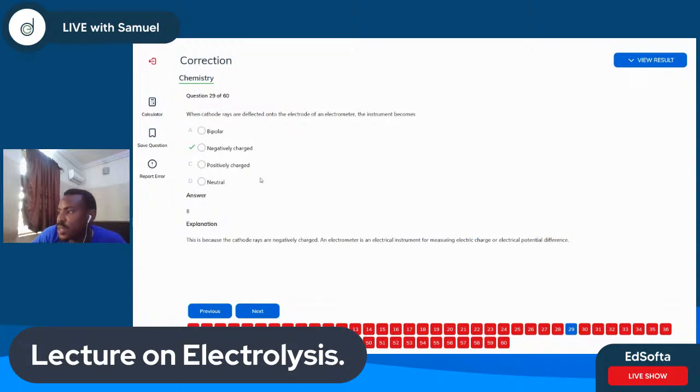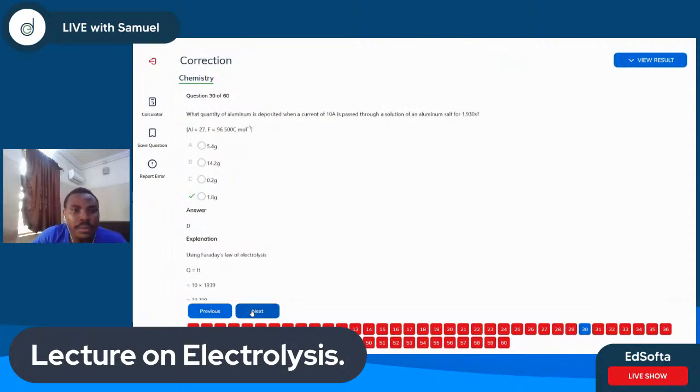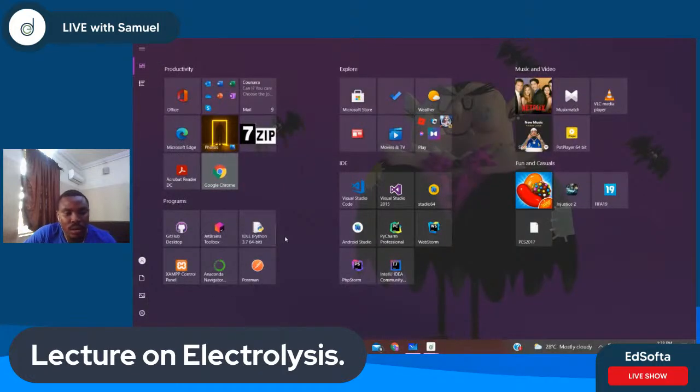Yes, because what we said is the cathode is negative. We said the cathode is the negatively charged electrode. So we should be able to solve this. Okay, let's solve this question. This will be our last question, question 30, under electrolysis. So let's just solve the last question.